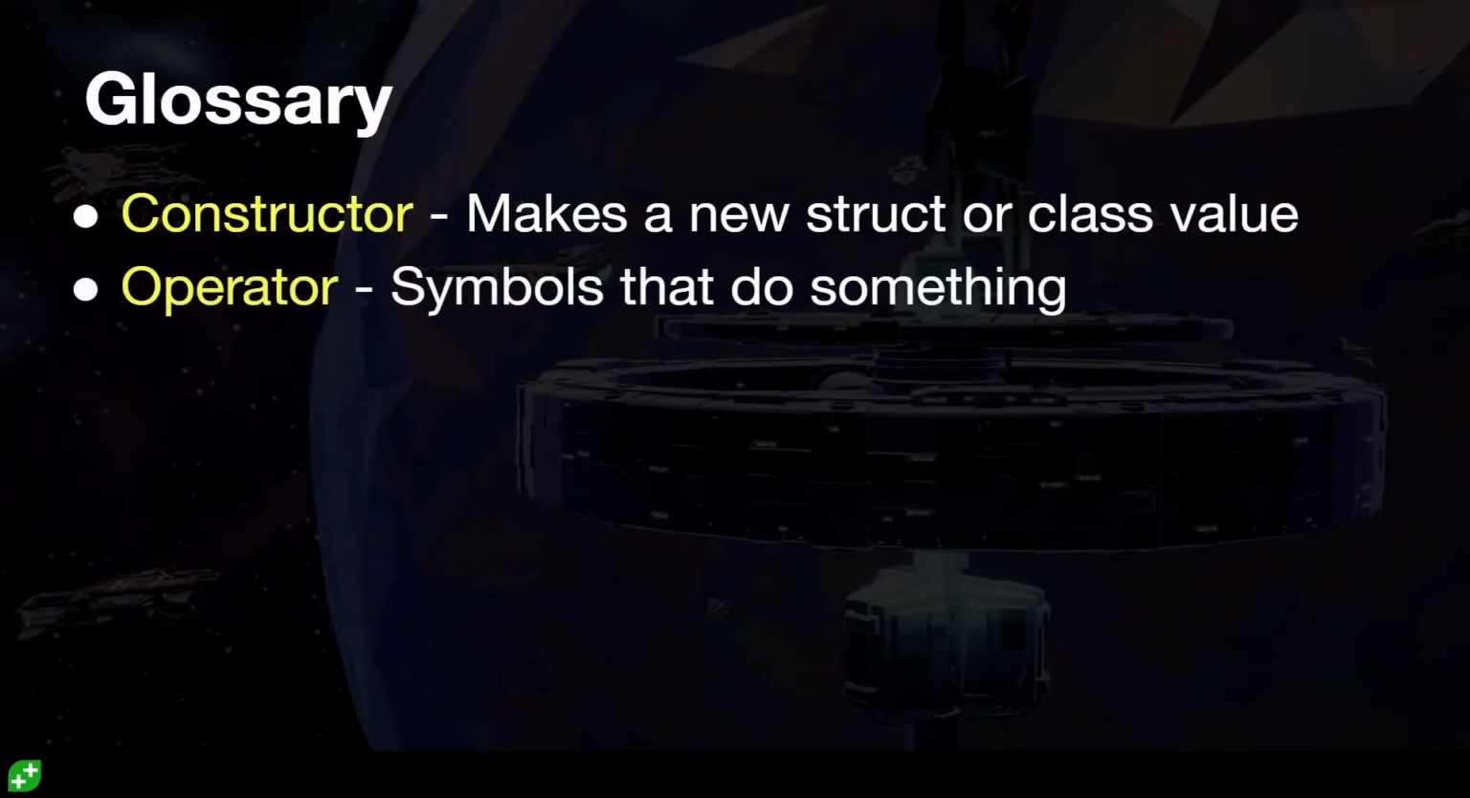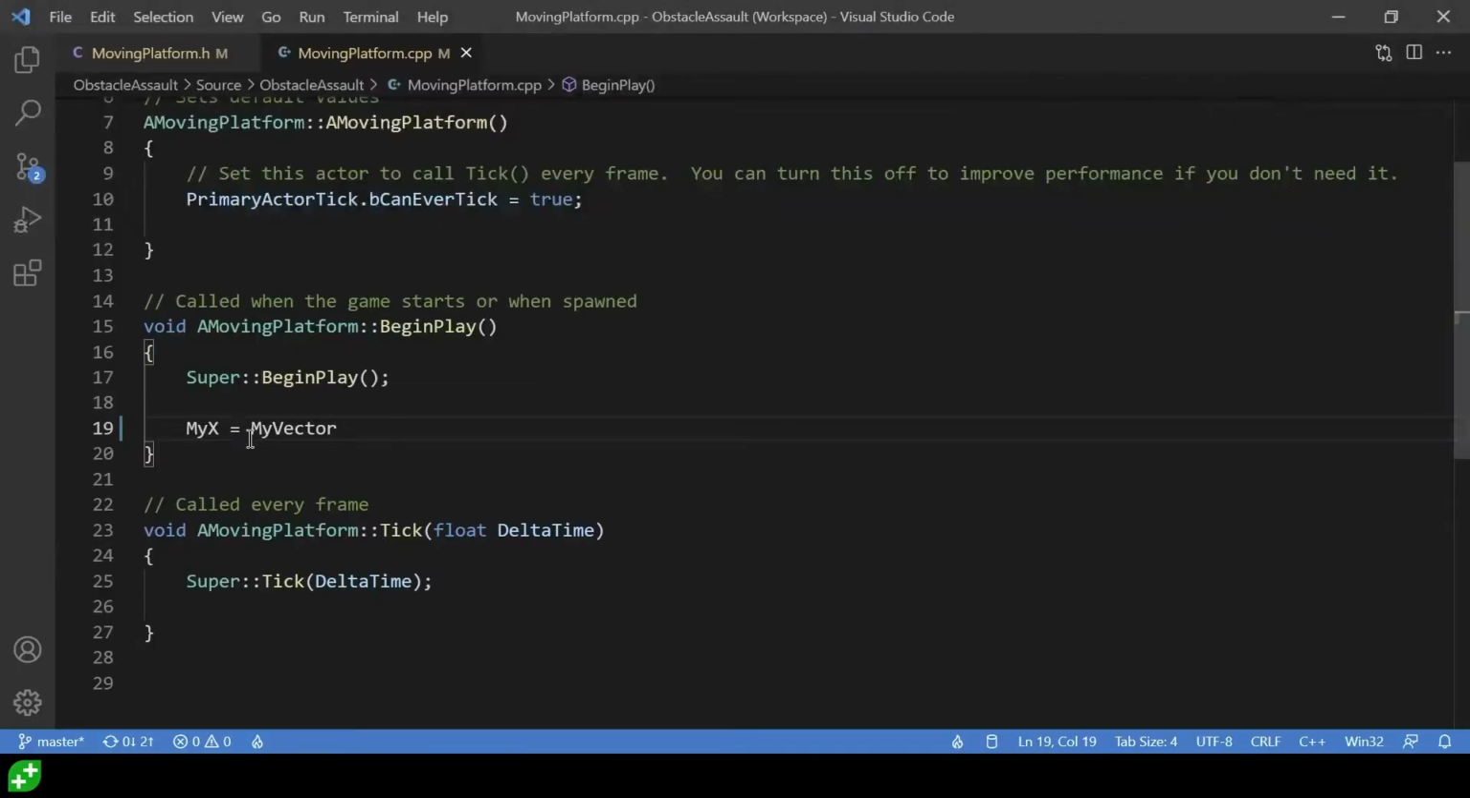Operators are symbols in C++ that do something. We've seen a few already. We've seen the plus operator, which adds two things together. There's also a minus operator. There's the equals operator, which assigns things. So we're using this right here on line 19. That's an operator that is assigning the value of my vector to my x.